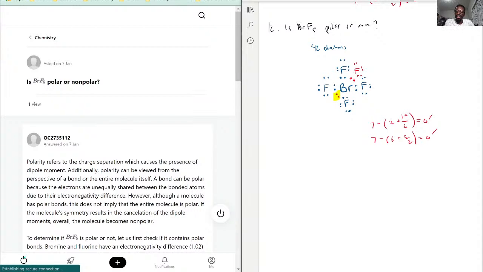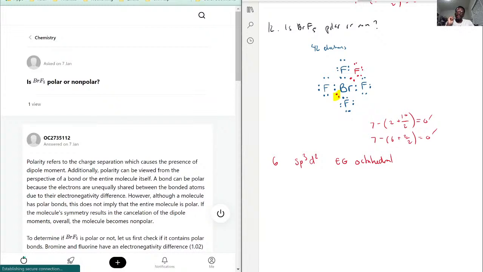So there are 6 things right now attached to the bromine. The reason I say 6 is because there are 5 fluorines, yes, and 1 lone pair. So in total, that is 6. And that hybridization is sp3d2, because s is 1, plus 3 p's, and then d2. Things that are hybridized like this have an electron geometry shape of octahedral.